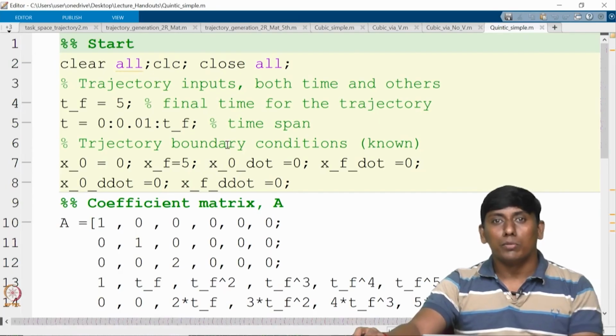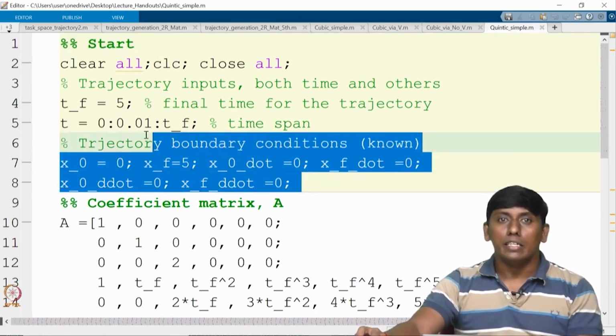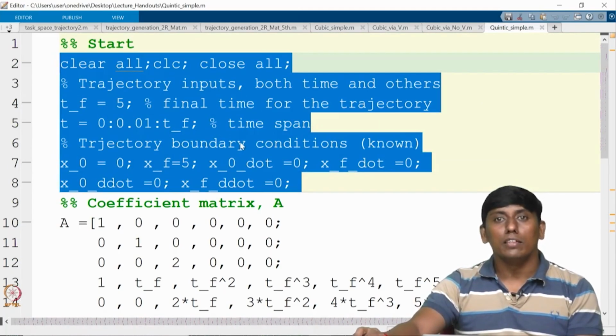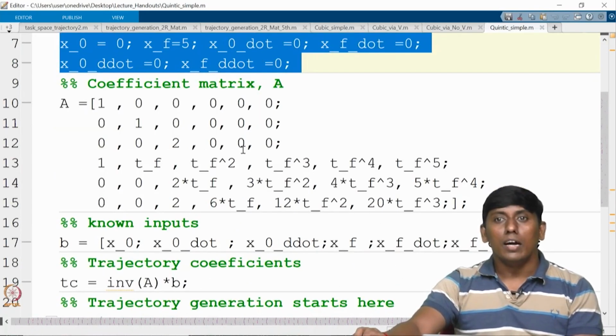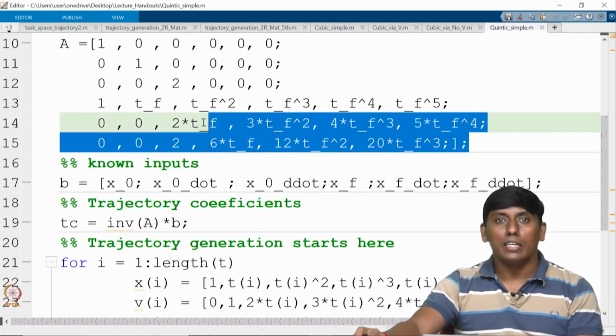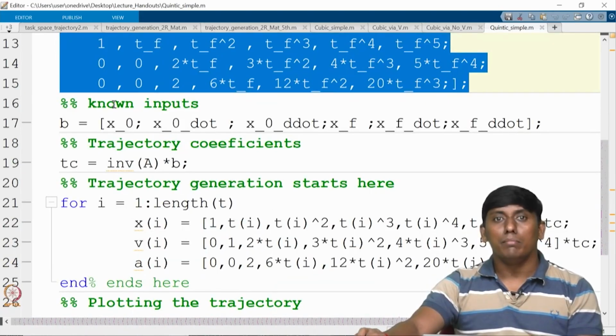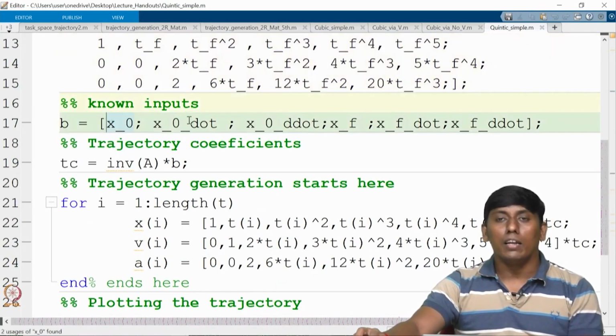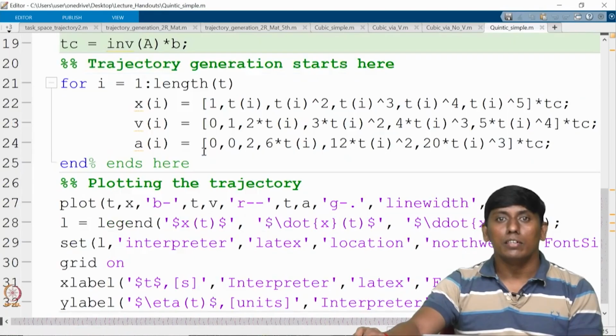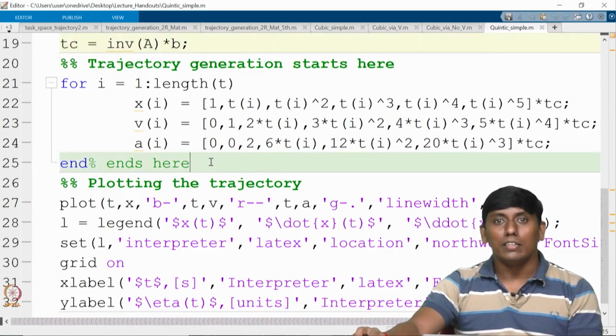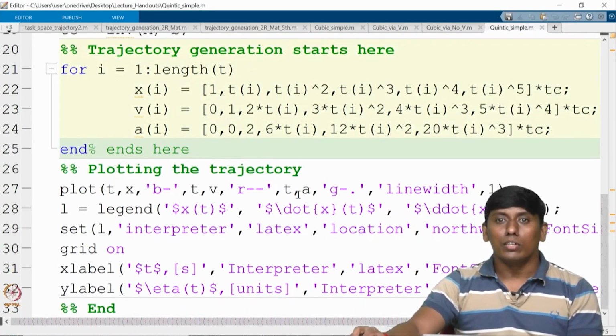Okay, so this is the fifth order polynomial. You can see these are all what we have written in the handout, and this is the A matrix we have written in the same handout. We have not changed it, and the B vector we have assumed to be known. These are all initial and final conditions including position, velocity and acceleration, all known. So we have calculated the coefficients, then generated the trajectory, and we are trying to plot.